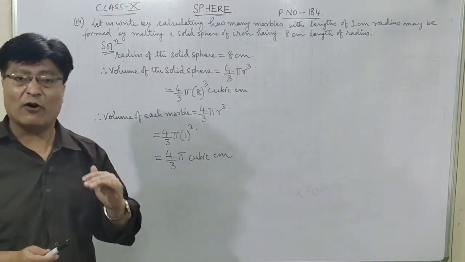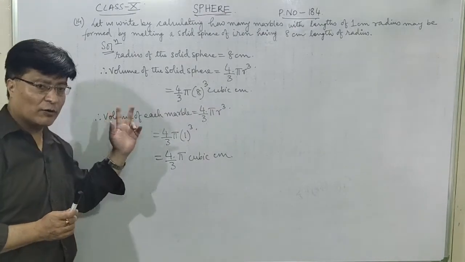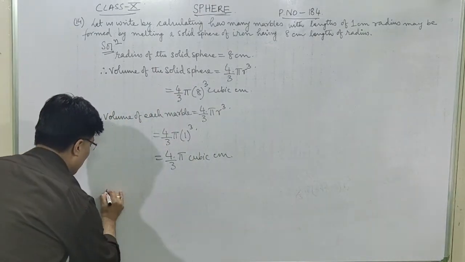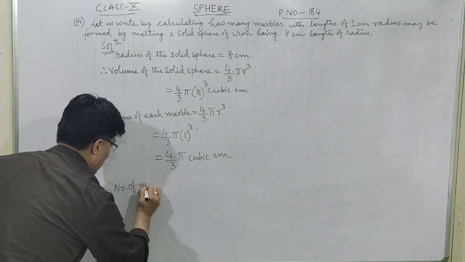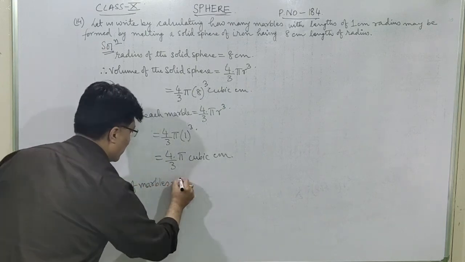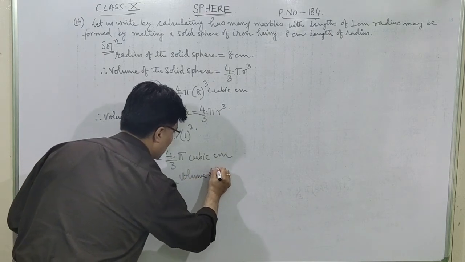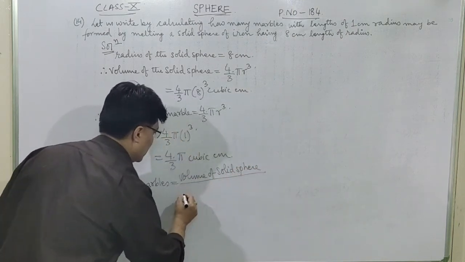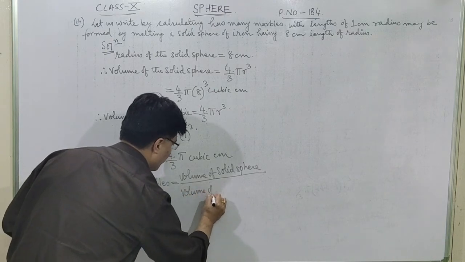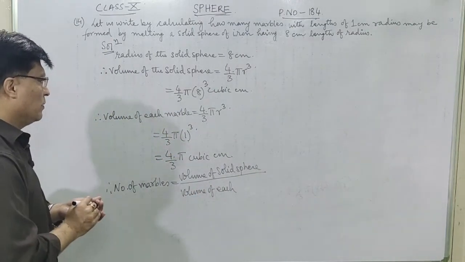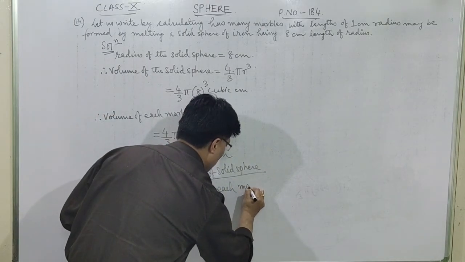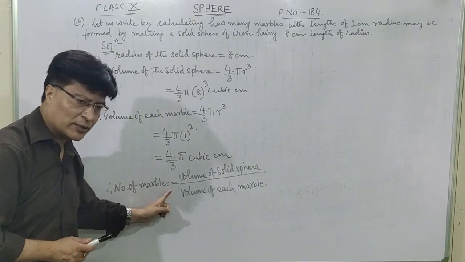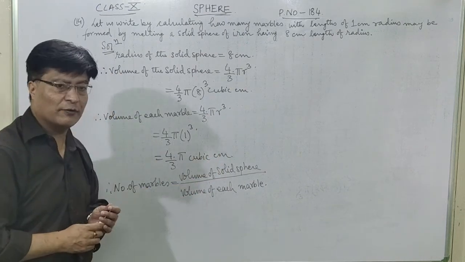So how can you find out the number of marbles that can be formed? There is a formula: the number of marbles that can be formed is equal to the volume of the solid sphere divided by the volume of each marble. So the number of marbles is equal to the volume of the solid sphere divided by the volume of each marble, right? So the number of marbles is equal to, what is the formula, volume of the solid sphere divided by volume of each marble.